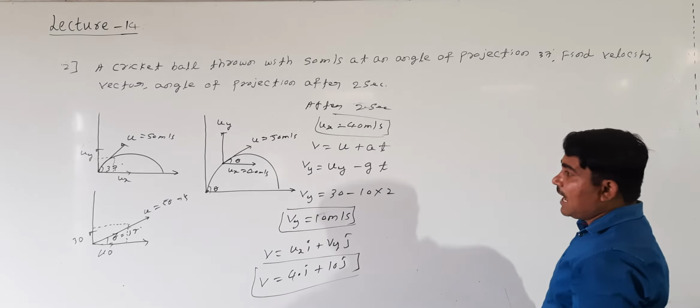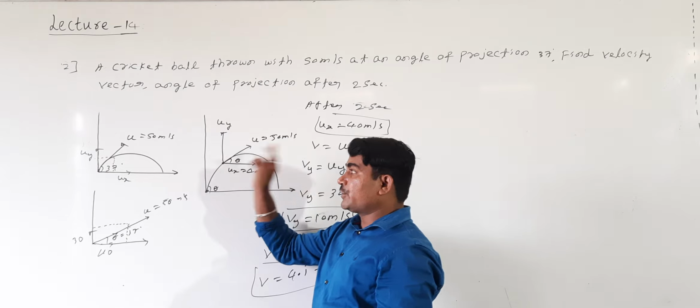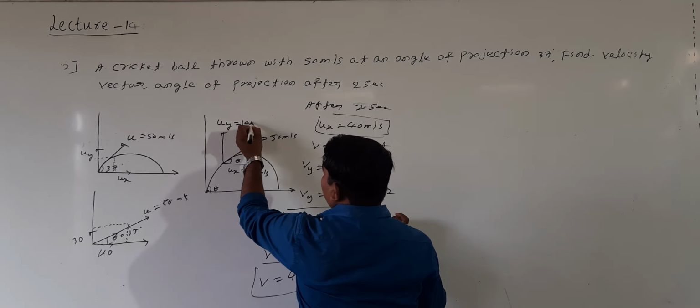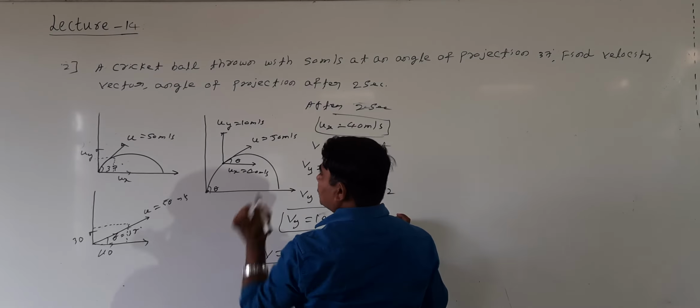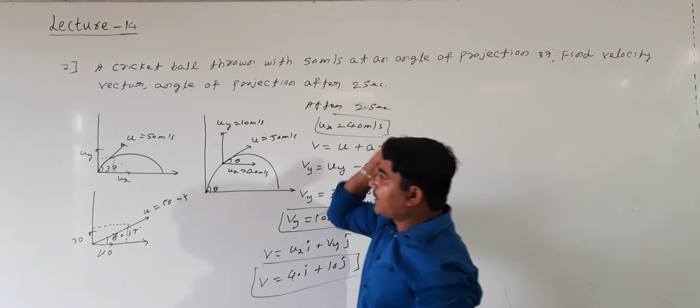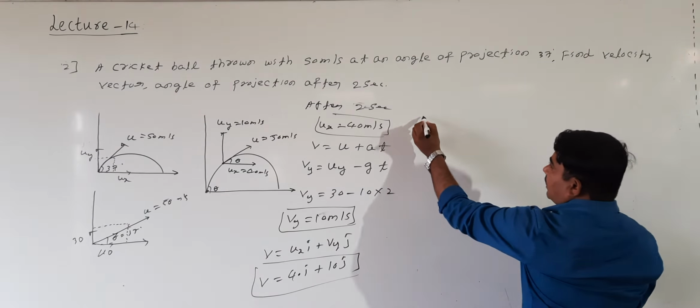Right? Then I need the angle of projection after 2 seconds. See here, after 2 seconds what happened? This velocity is 10 meter per second. This velocity is 40 meter per second. Shall I take a diagram here? For this figure, shall I take the diagram? How to take the diagram? Look at me.